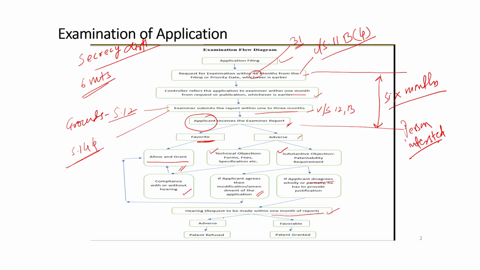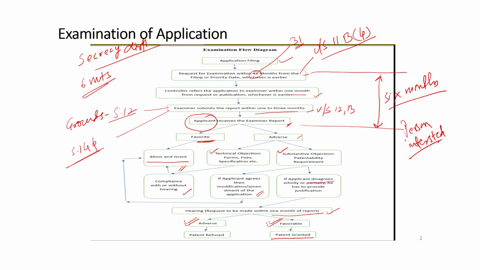On the basis of the request made by the patent applicant for hearing, after hearing there are two possibilities. The controller may accept the adverse comments to be right, or the controller may disagree with the comments given by the examiner. If the controller agrees with the comments given by the examiner, then the controller will refuse to grant the patent. However, if the controller agrees with the patent applicant, and in fact disagrees with the examiner's report, then in that case the patent shall be granted.